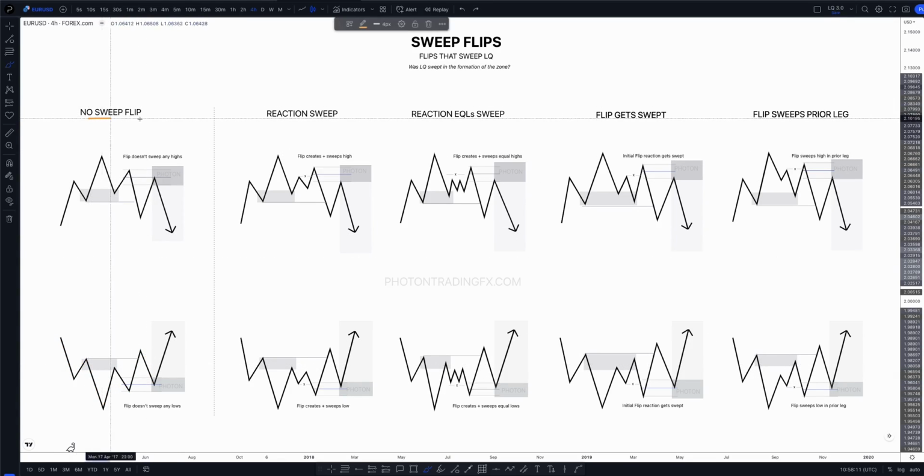Now, in this instance, what do I call it? A no sweep flip, because it doesn't sweep any liquidity in the creation of the zone. The flip doesn't sweep any highs. If you look at where all the highs are, at no point within the flip does that get swept. When price comes down here and you're looking at the flip, did it sweep any high? Well, it didn't sweep that high, and there's nothing here. It's just a straight movement up and down. Price comes up, there's no highs that it breaks, and then price comes down. So when you look at this flip, did it sweep any liquidity? No. Whereas when we look at the sweep flips, they all did.